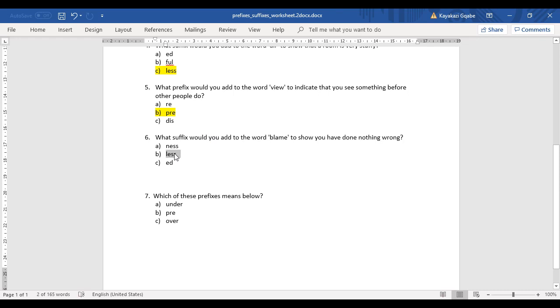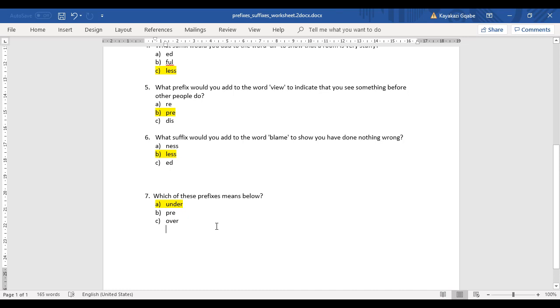Let's highlight this. Okay, and then our final question, which of these prefixes means below? Is it under? Is it pre? Is it over? Okay, it's definitely under.